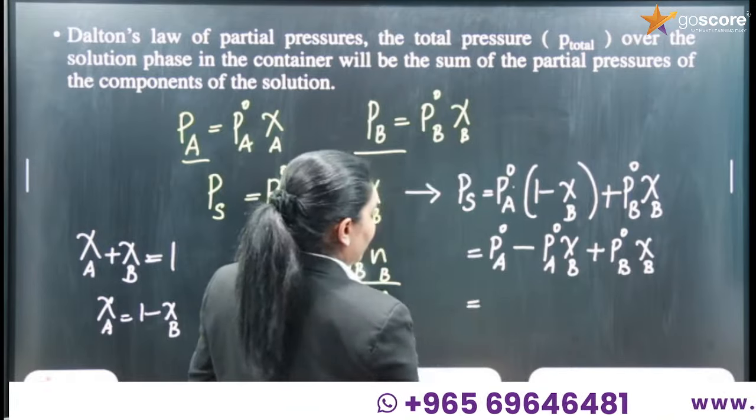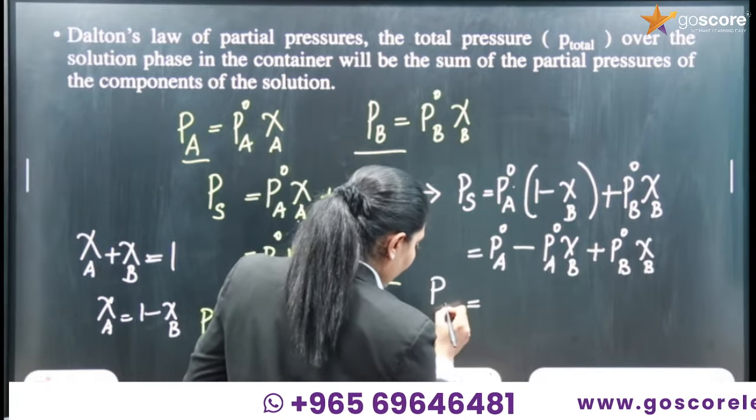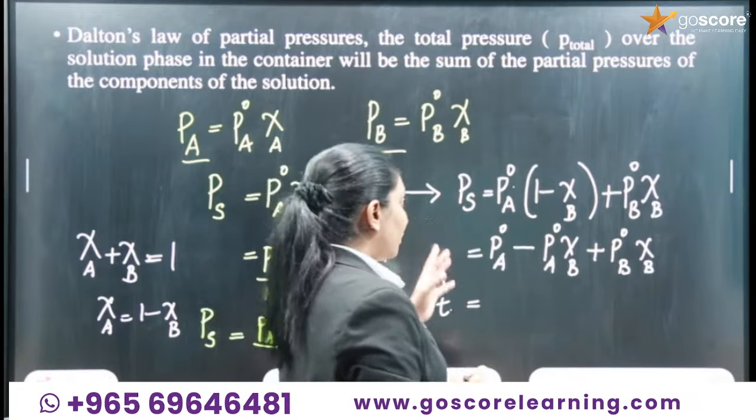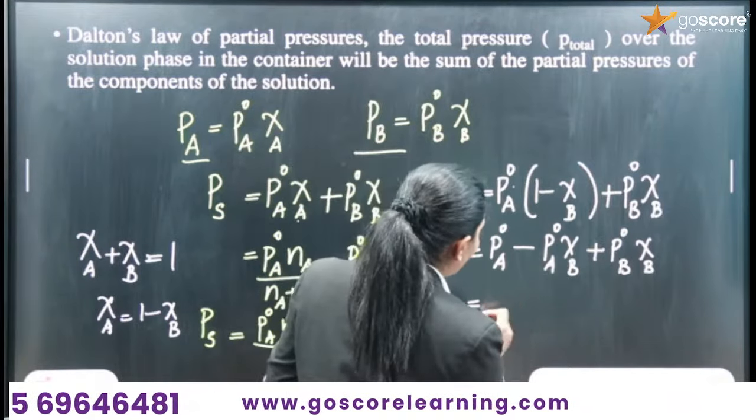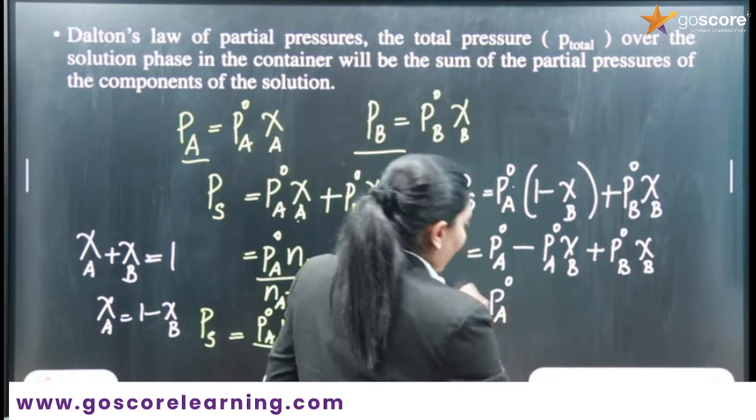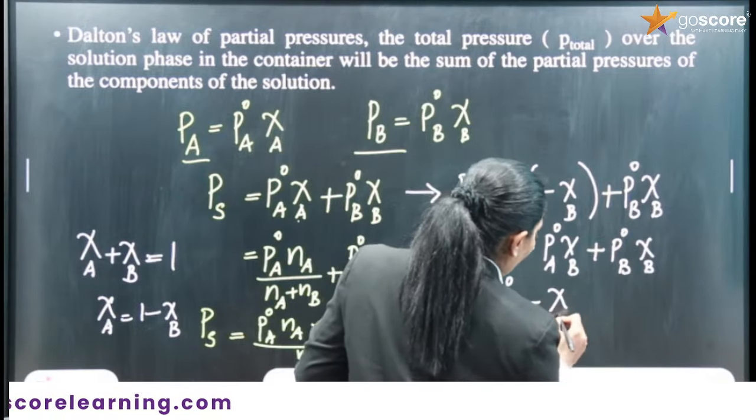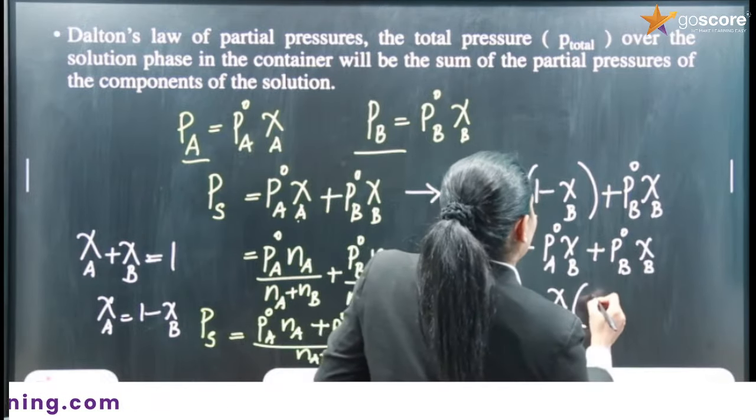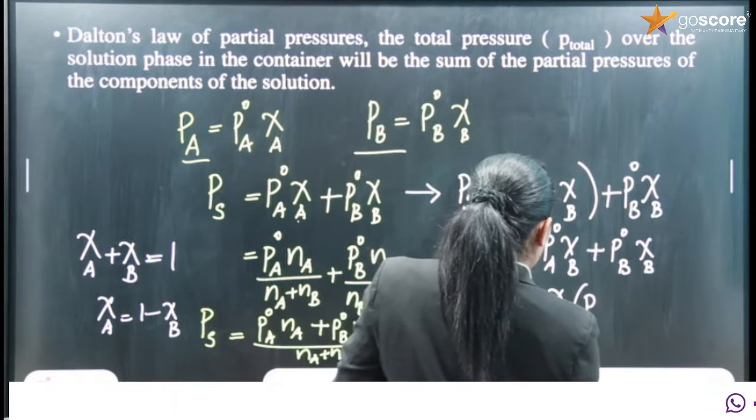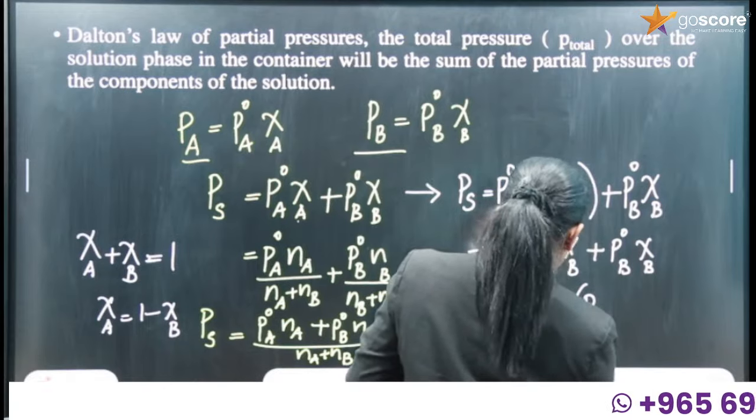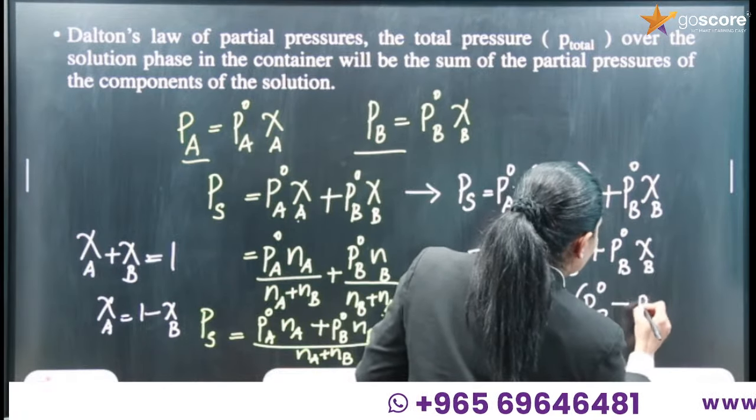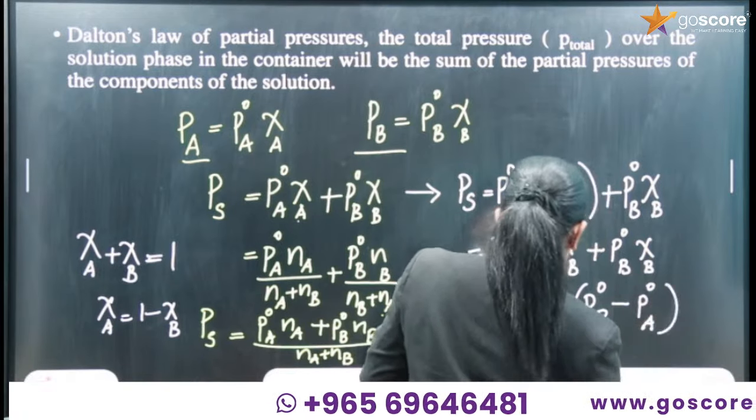This one I can rearrange like the P total. We are measuring the total pressure exerted by the solution, or the total vapor pressure exerted by the solution, that is P total or PS. Both are right. P naught A plus chi B into P naught B minus P naught A, right?